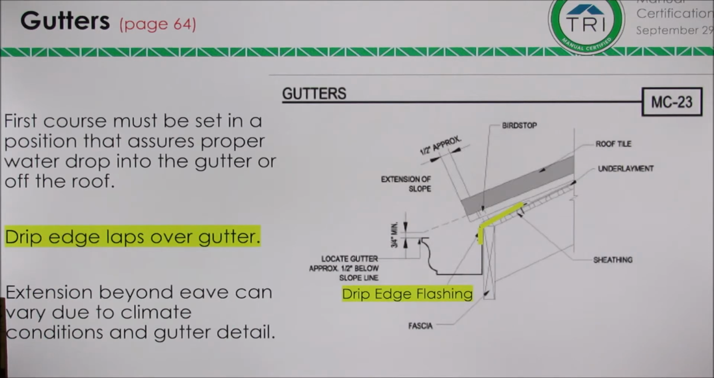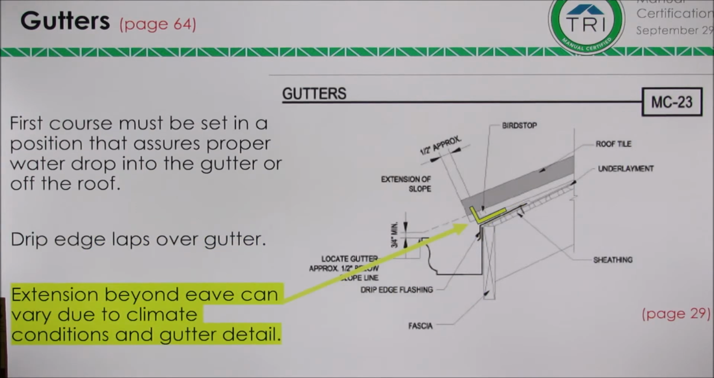If you're installing a gutter, the drip edge flashing needs to be over the top of the gutter so that water that is wind driven underneath the tile or wind driven at the eave behind that, we want it to go into the gutter and not behind and be trapped between the gutter and the fascia board. And then the extension beyond the eave can vary due to different climate conditions or the gutter details.